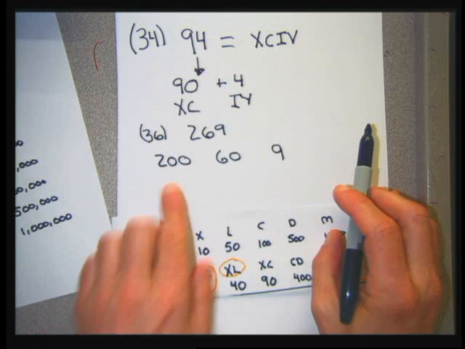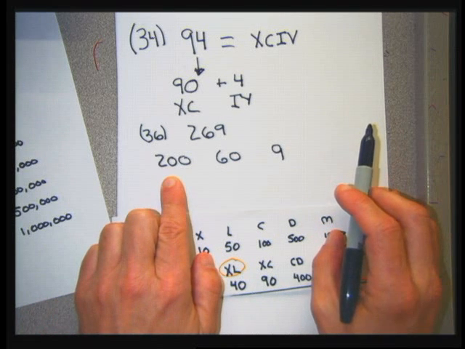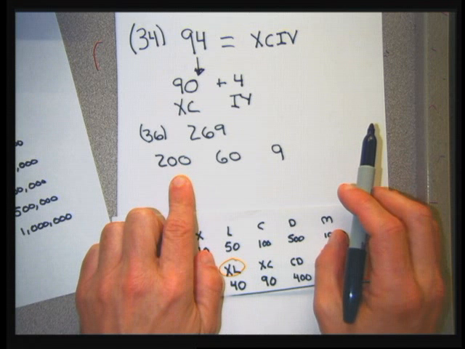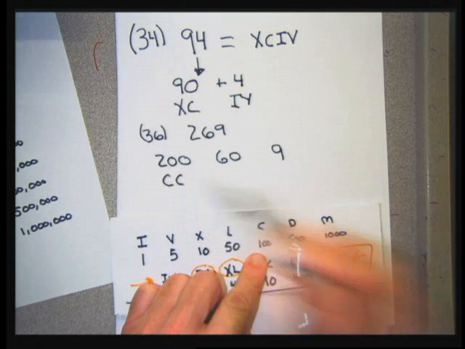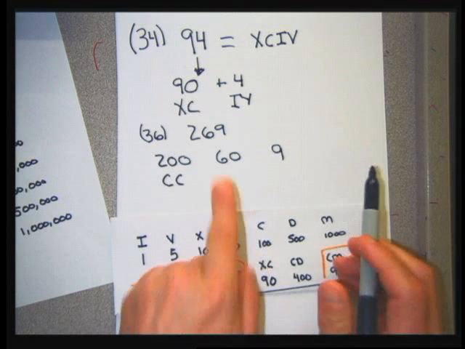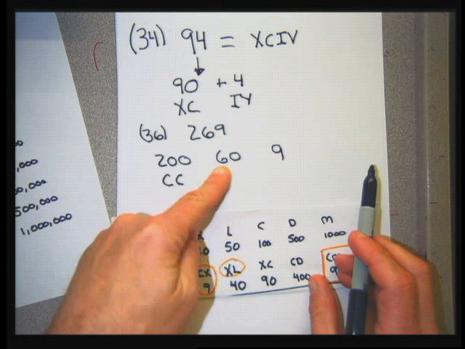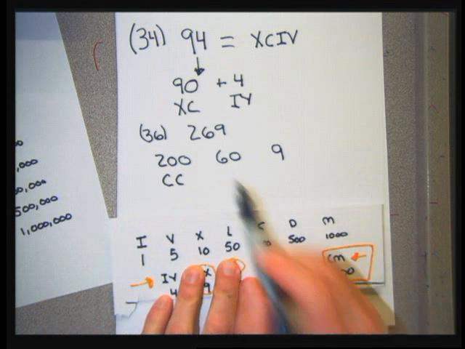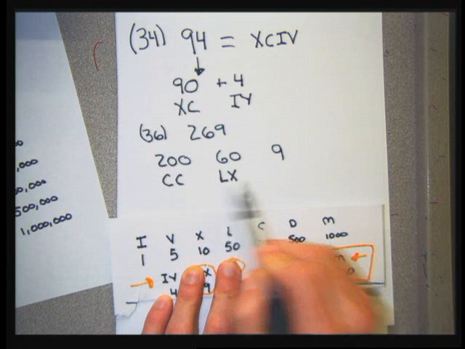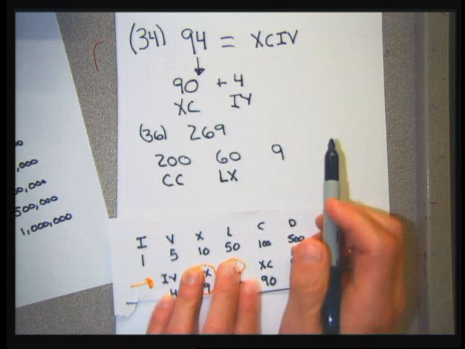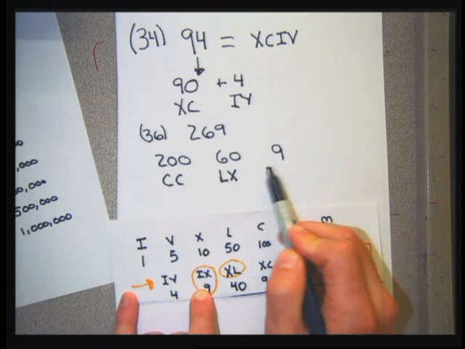So for 200, it's not a 40 or a 90 or 400 or 900. That should be reasonably straightforward. To do 200, I'm going to write CC, because each C is 100. For 60, that's going to be 50 plus 10, so I'm going to write an L first for the 50, and an X next to it. That's going to add 10 to 50 and give me 60. And 9 is a special one. It's an IX.